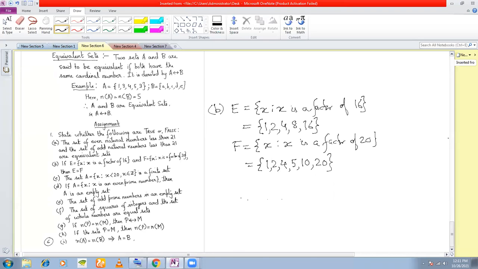So are these two sets equal? Is E equal to F? Can you tell me? Are all the elements of E in F? No, because if you see, 10 is not there. So therefore we say E is not equal to F. Right? So hence what is the answer? False. Clear with this? Yes, sir.